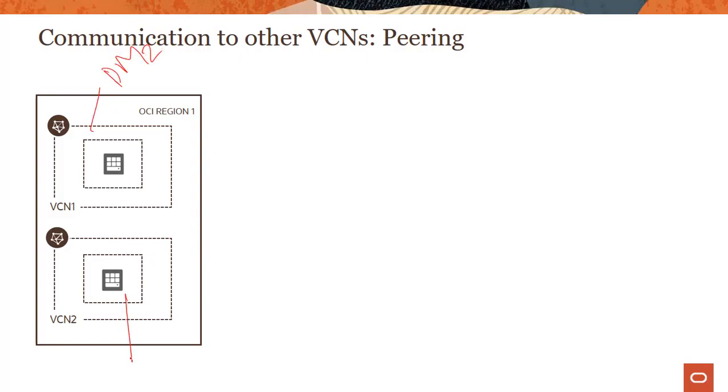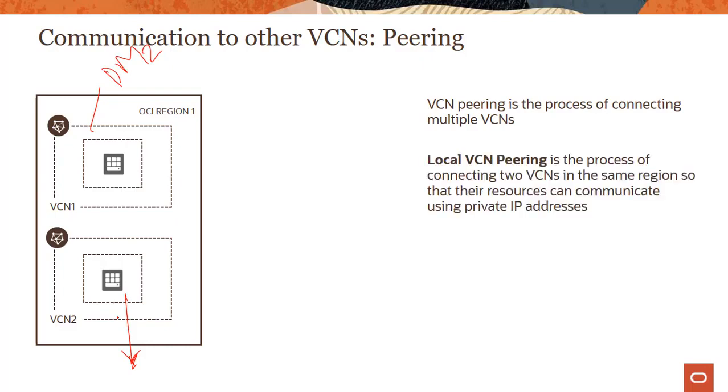And your other assets or other projects or other units have their own VCN. It's a very valid scenario. So your VCNs might want to communicate with each other, and the process to connect these multiple VCNs is called peering. Now, in peering, there are two kinds of flavors which are possible.